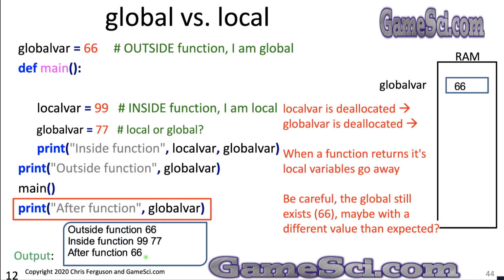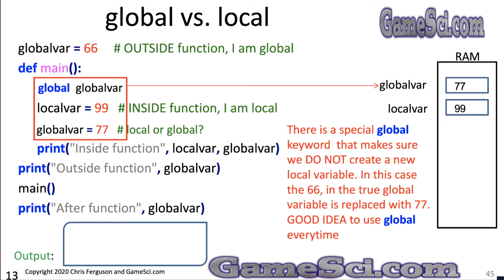But you've got to be careful on what is a global variable and what is a local variable. Be careful, the global still exists, maybe with a different value than you expected. Don't worry, there's a fix for this, and the fix is coming right now. There is a special global keyword that makes sure we do not create a new local variable. In this case, by putting global var here, we're saying I explicitly want to use this variable right here. I do not want to create a new local, so use the global version of it.